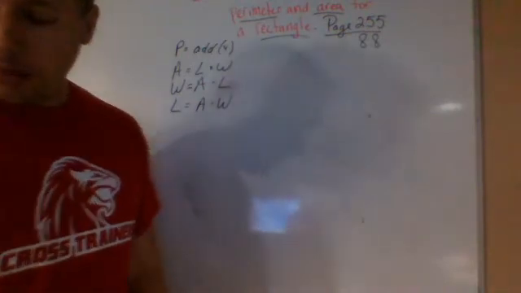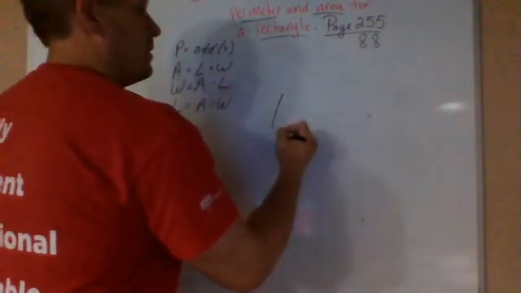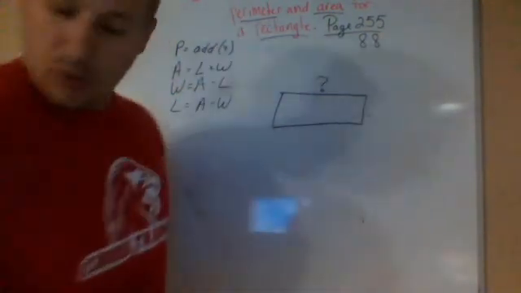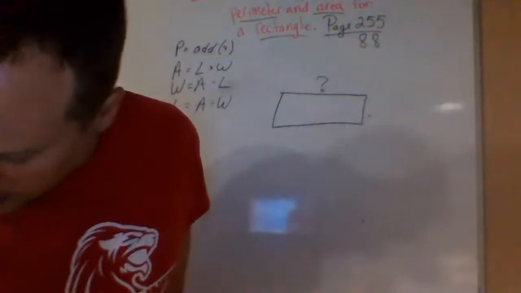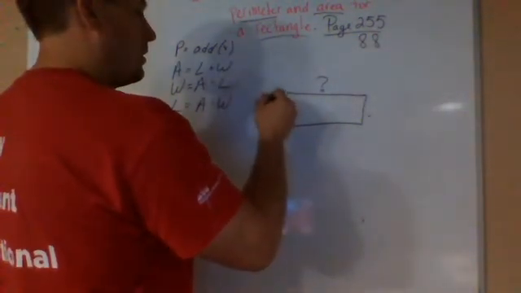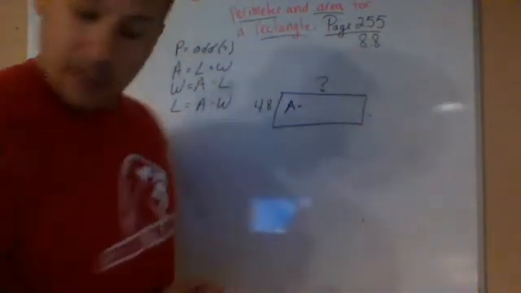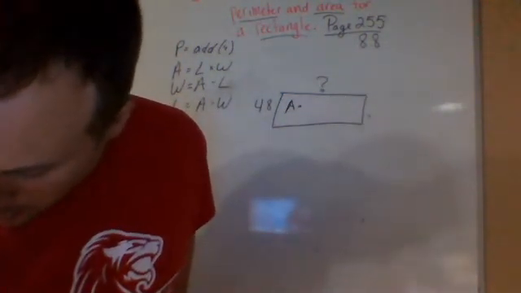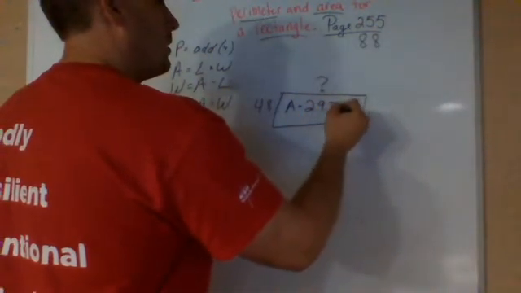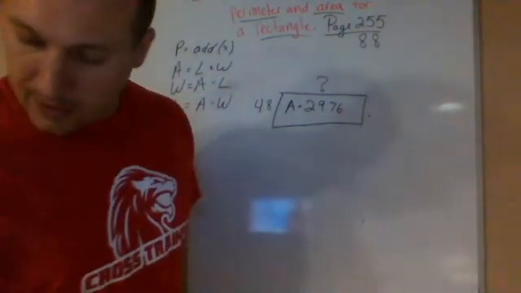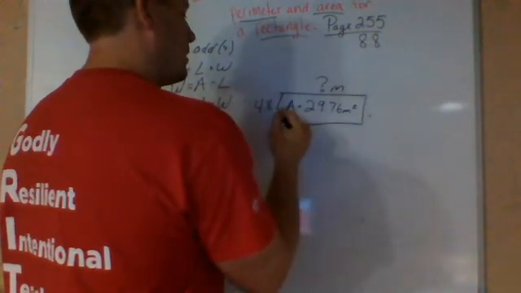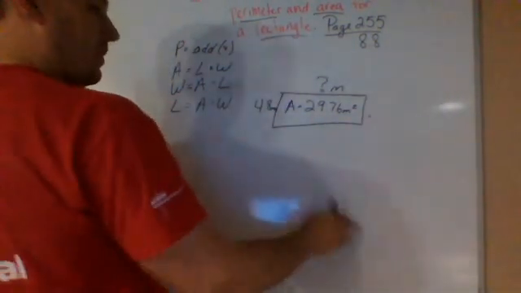Okay, so like on problem 11 here, problem 11 actually is missing that value, and it has a value of 4.8 over here, and it actually tells you what the area is. The area is 29.76. And I believe it's in meters. So we don't know how much is up there. So let's start filling it in.